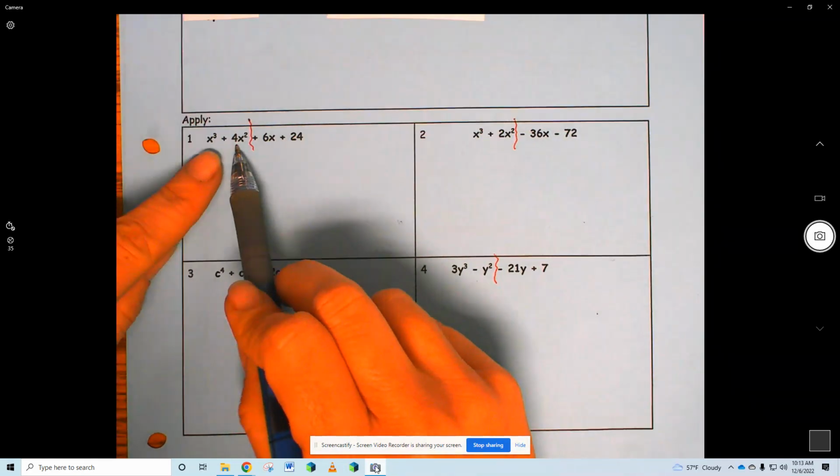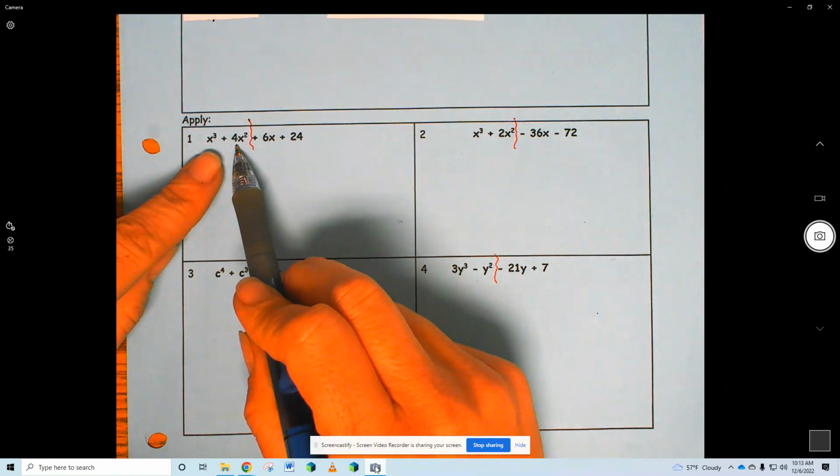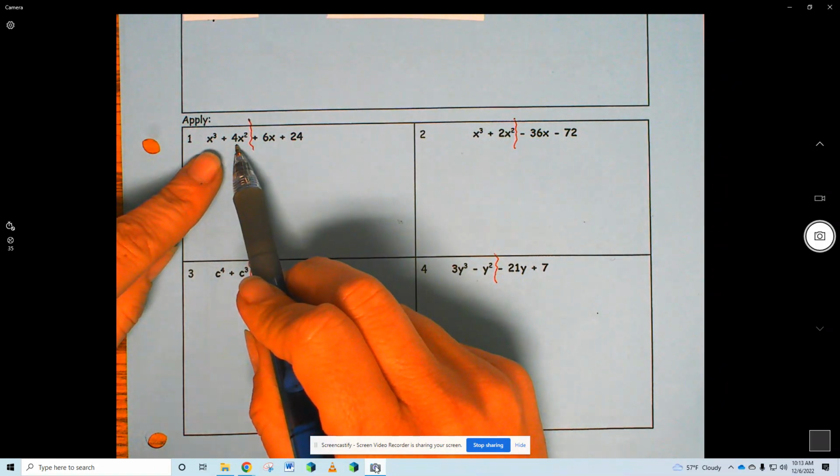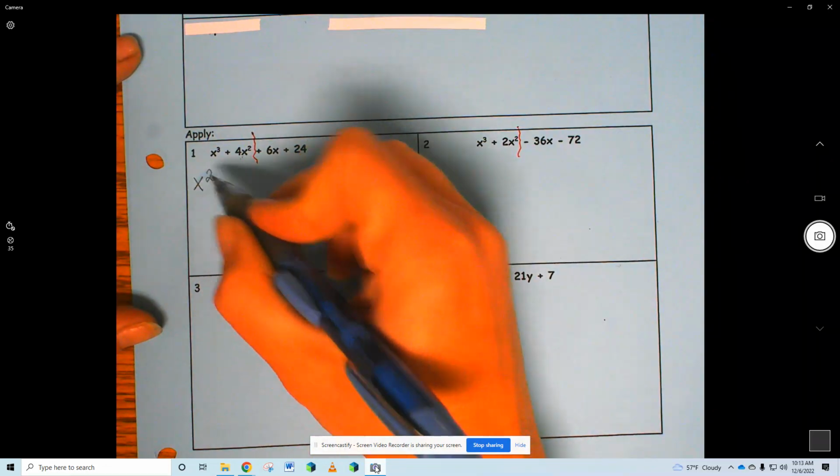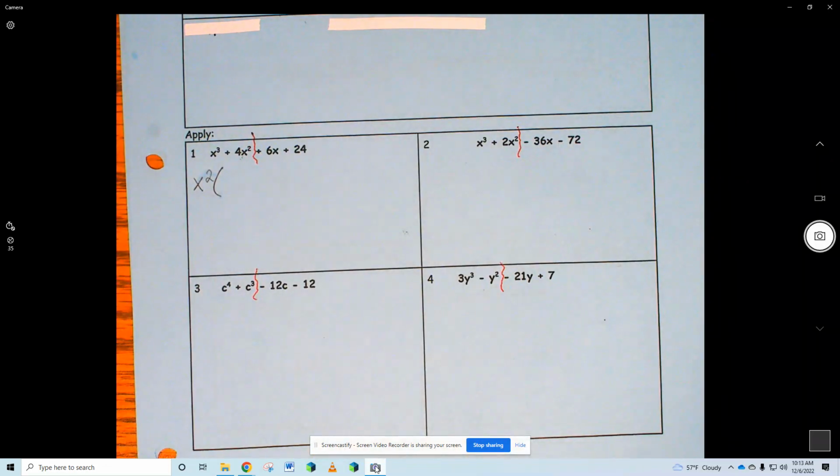All right, only look at x cubed plus 4x squared. Do they have any numbers or variables in common? How many x's do they both have? They both have an x squared. Okay, now I put my parentheses. I'm going to write the leftovers of just the front two.